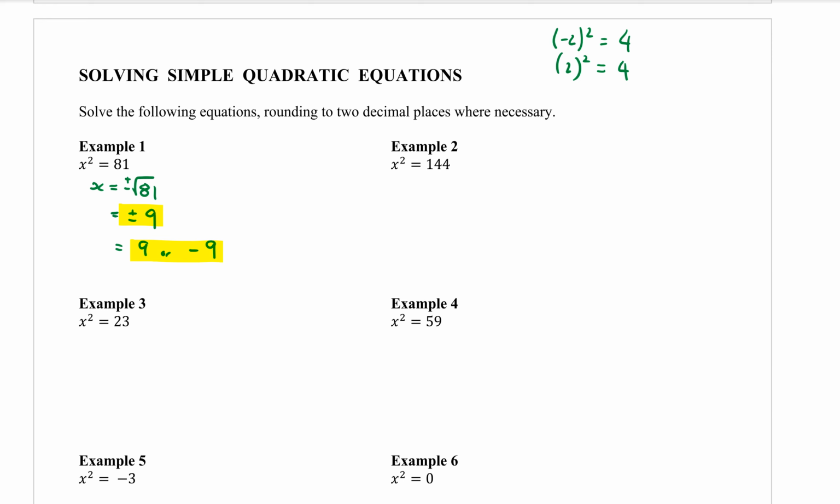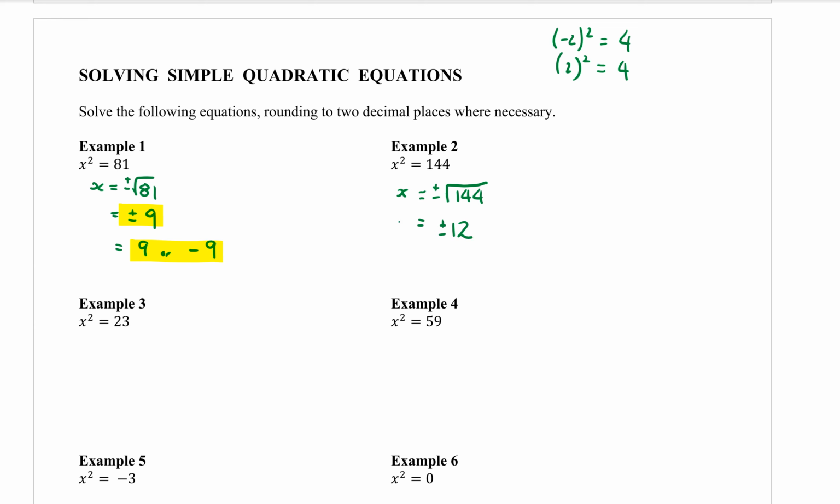Example 2 says x squared is equal to 144. So to get rid of the squared, I'm going to have to square root 144. And you will always remember from now on, whenever you square root something, to put a little plus or minus sign in front of it. The square root of 144 is 12. So the answer is plus or minus 12.